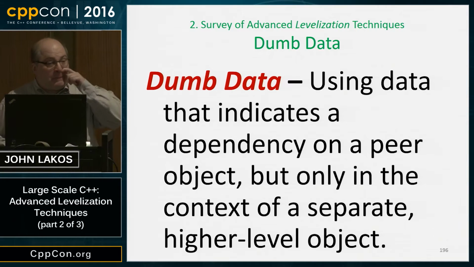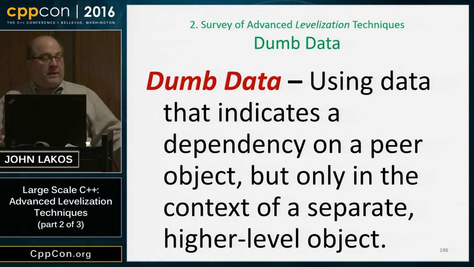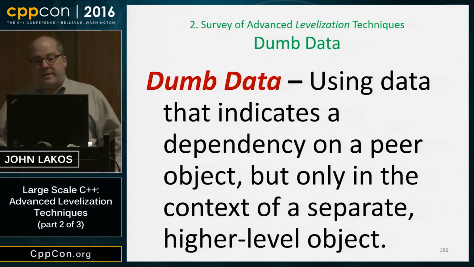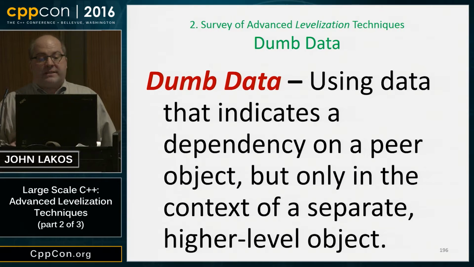All right, dumb data. Sometimes you want something that's even more opaque than an opaque pointer. So this is this technique, using data that indicates a dependency on a peer object, but only in the context of a separate higher level object. So this is painful. When you're doing this, you really mean business. You really want to do something special.